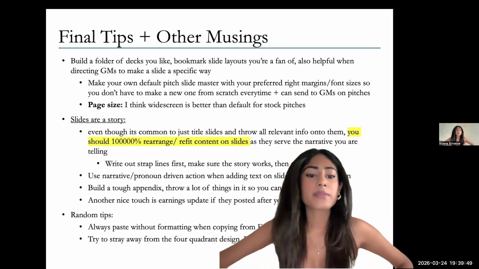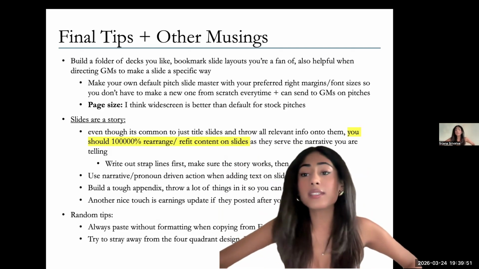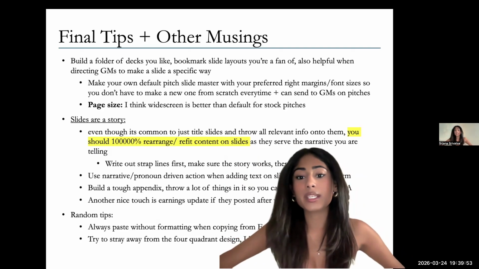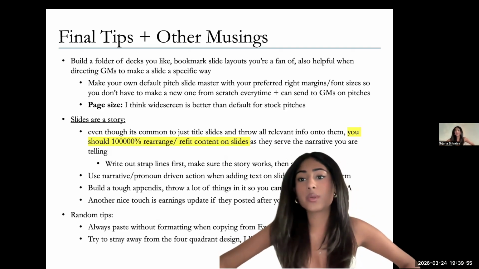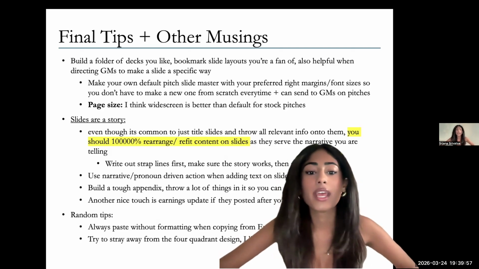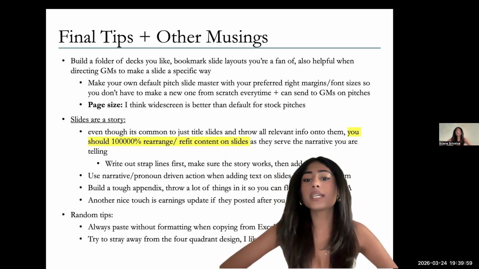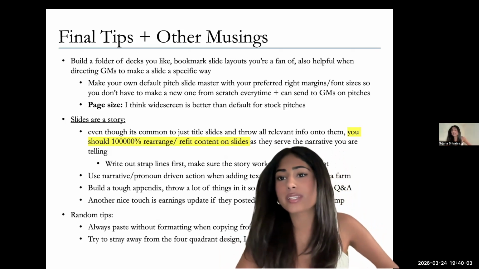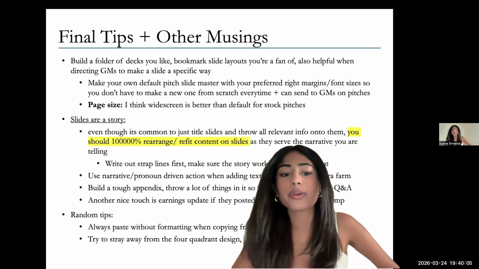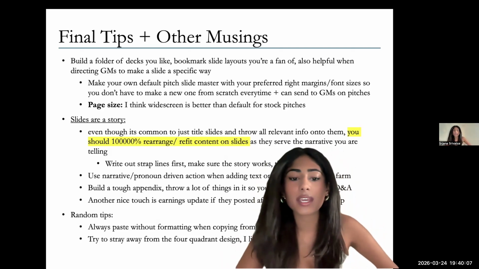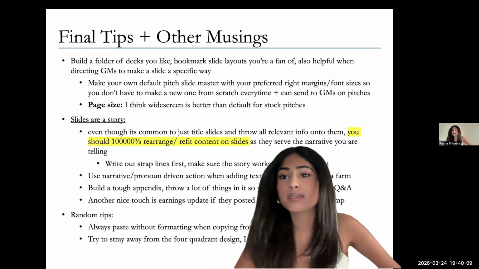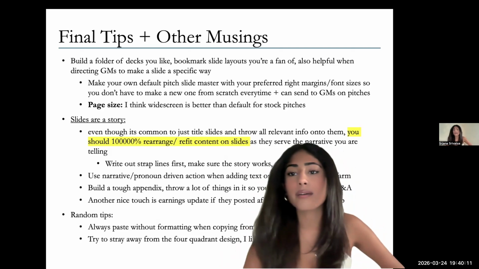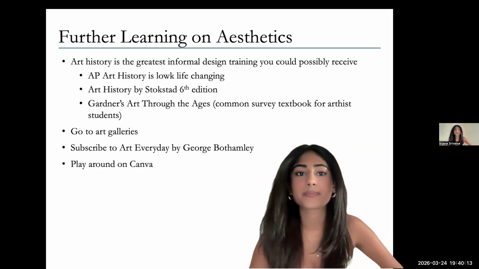And I already talked about the pronoun stuff. Build a tough appendix, right? If you have a slide limit, throw a lot of things in it so you can flip to it during Q&A. This is just so much tougher. And another nice touch is an earnings update. So after you get into a comp, if they post an update on earnings, making a slide for an earnings update, I think it's really, really cute. And more tips, like always paste that formatting. Don't paste things from Excel as images, and yeah, fade the 4 quadrants.